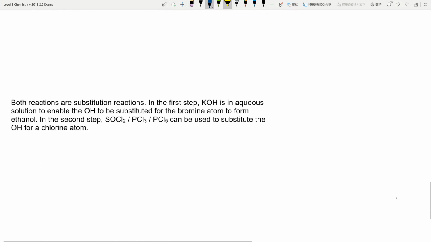So both reactions are substitution. In the first step, you use KOH aqueous for the OH to be substituted, and then use either one of these to substitute the OH for chlorine. Okay, very short exam, very short question 3. So hopefully you found this particular exam straightforward, and you learned something, and good luck with your exams.